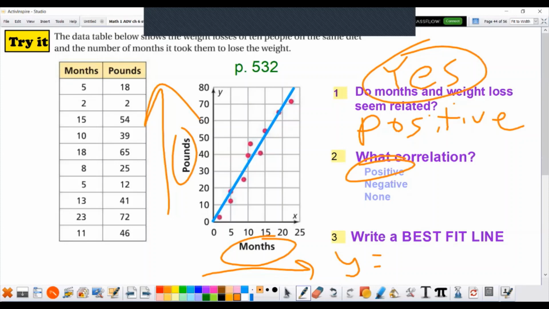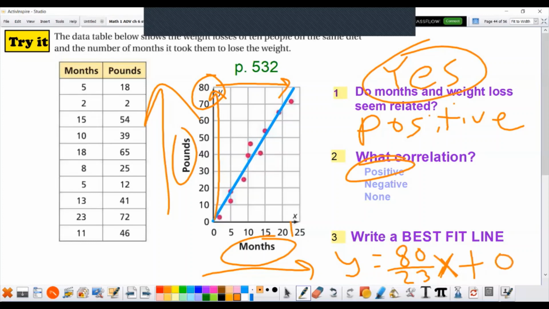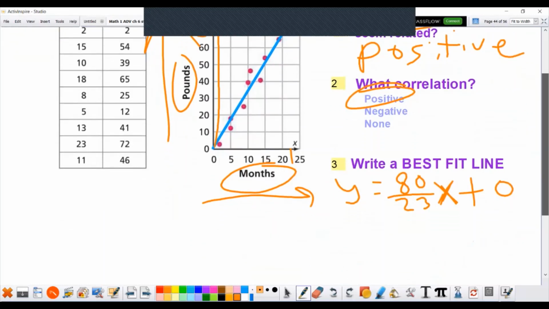Y equals the slope. This one's pretty easy. Go up 80 and over, I stopped here, about 23. So I'm going to put 80 over 23 x plus, well, 0. And now if you're comparing to your friend, if your friend puts something different, you know what we should do? Get rid of this ugly fraction. Why don't we divide it? 80 divided by 23, on my calculator says 3.47. So how about I round off to 3.5x plus 0.